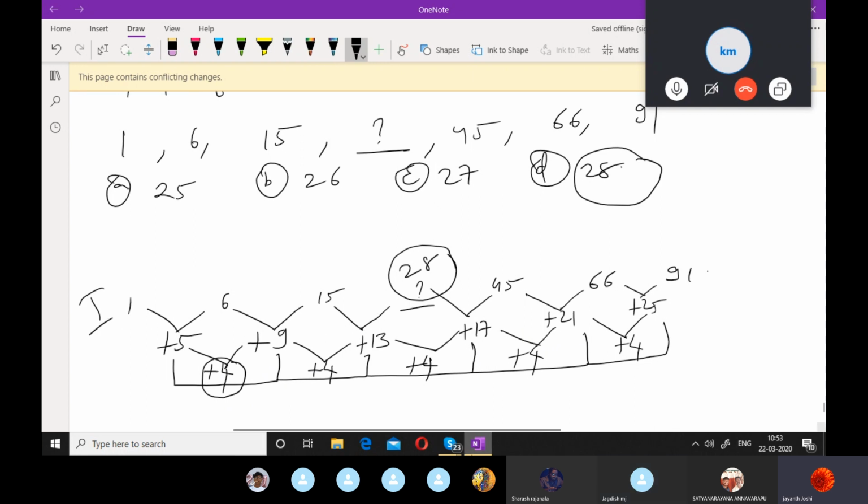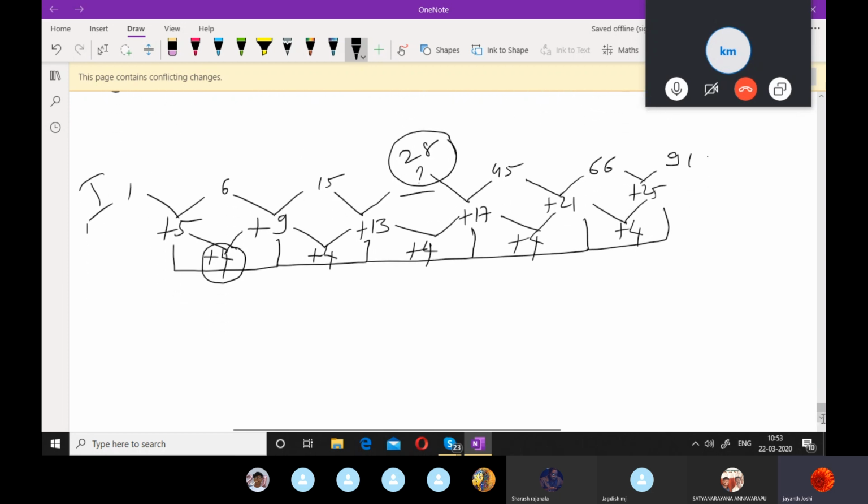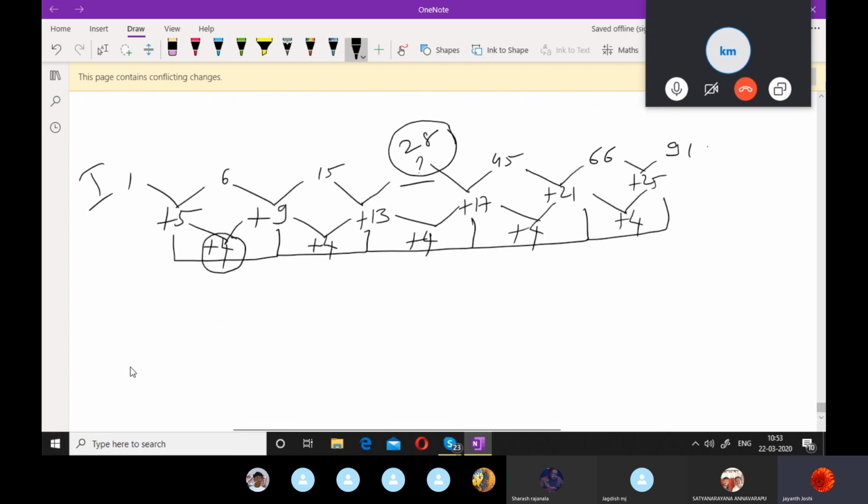See, method number 2 is very easy. It's very, very simple. You will be shocked whether we get answers in such ways or not. See, 1, 6, 15, question mark, 45, 66, 91. See, 1 into 1 is 1. 2 into 3 is 6. 3 into 5 is 15.